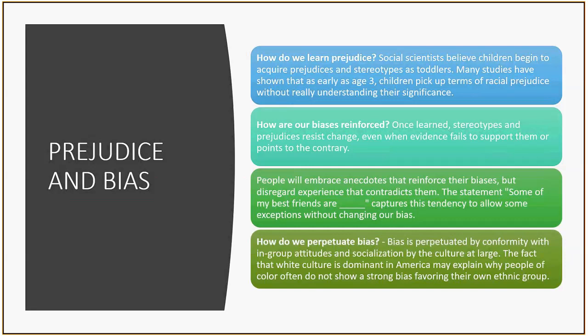Social scientists believe children begin to acquire prejudices and stereotypes as toddlers, and many studies have shown that as early as age 3, children pick up terms of racial prejudice without really understanding their significance. Furthermore, we then have to ask ourselves, how are these biases then reinforced? Maybe children could be unlearning them at some point in their life.